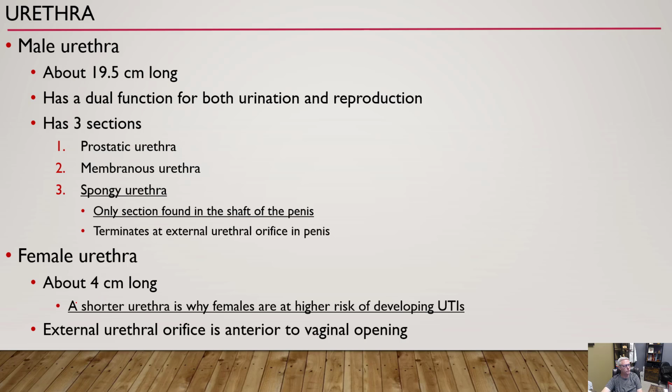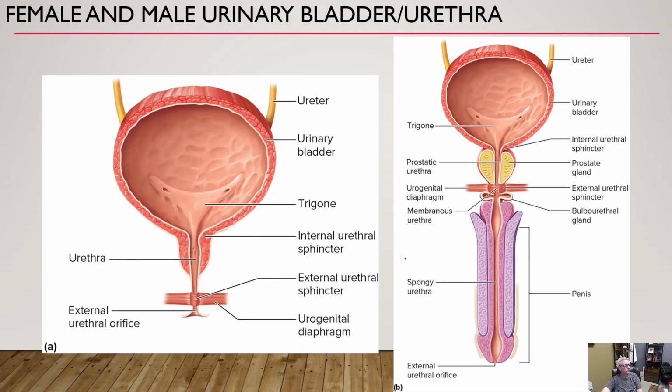The female urethra is much shorter than that of the males. It's only about 4 centimeters long. And that's why females are at higher risk of developing UTIs because of the short urethra, because bacteria doesn't have that far to travel to get up into the bloodstream or into the bladder. So here you can see that the female urethra is much shorter than that of the males.